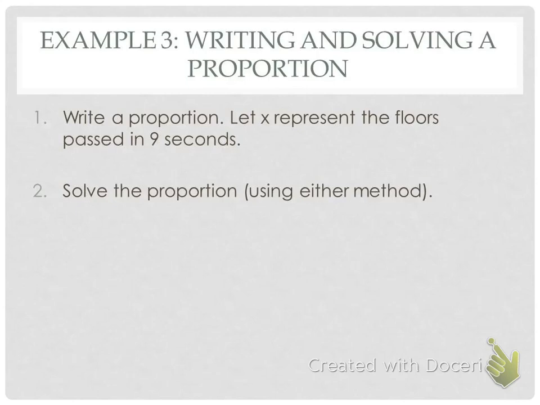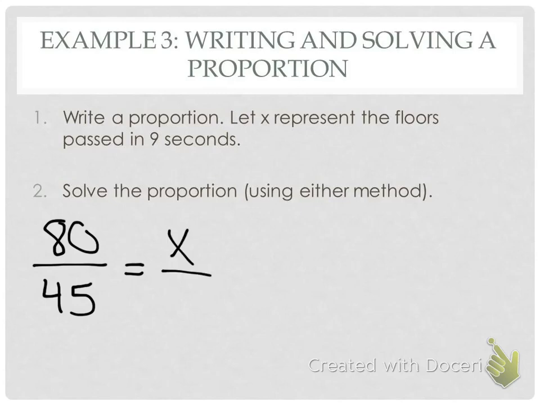So raise your hand and tell me, what is one of the ratios that I can take from that problem? Justin? 80 over 45. Very good, 80 over 45. So he did floors over seconds. Would it be wrong if you did seconds over floors? No, as long as the other side was the same thing, seconds over floors. So we have 80 over 45 equals, do we know how many floors? No. Over how many seconds? 90.